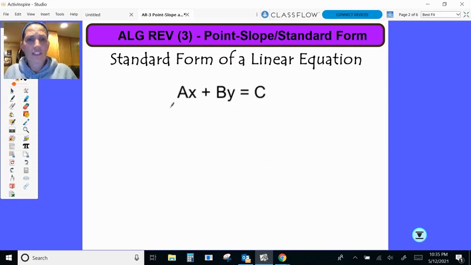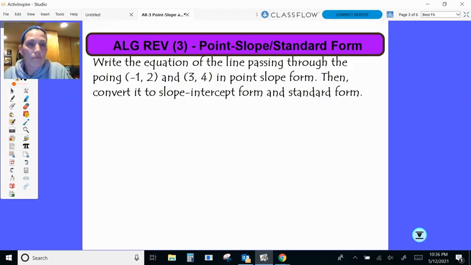Standard form of a linear equation is this, ax plus by equals c. Okay, a, b, and c are all numbers, integers. And this is a really good equation to be able to graph a linear equation using x and y intercepts. And we'll get to that in just a moment. Okay. So we have really 3 different forms of the equation. We'll go over that in just a second.